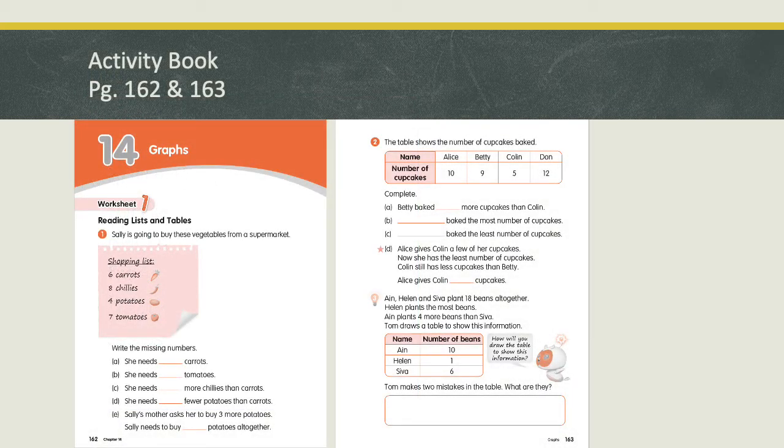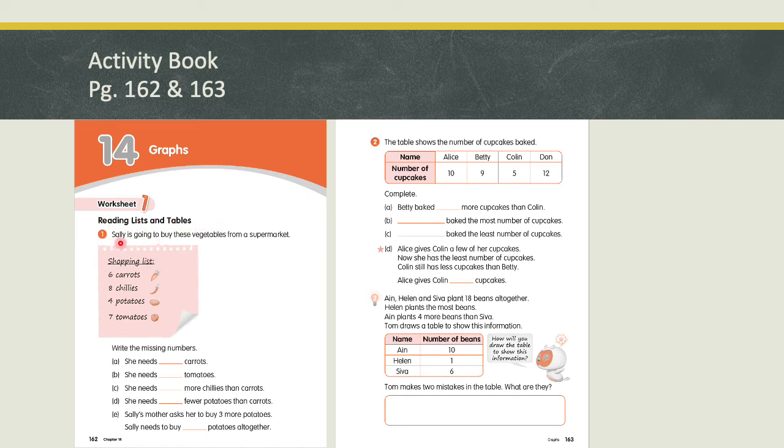Now open your activity book to page 162 and 163, as you can see here on top. We are going to be doing exercise 1 and exercise 2 part 1. So, reading lists and tables.